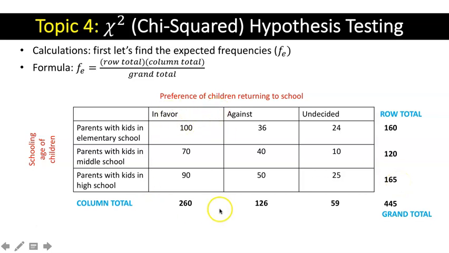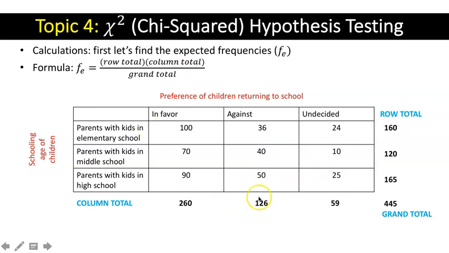How many of my 445 parents have said yes, they're in favor of returning to school? 260. How many are against? 126. And how many are undecided? 59. All I did was figure out the column totals and the row totals.